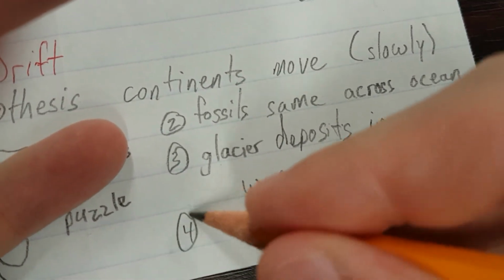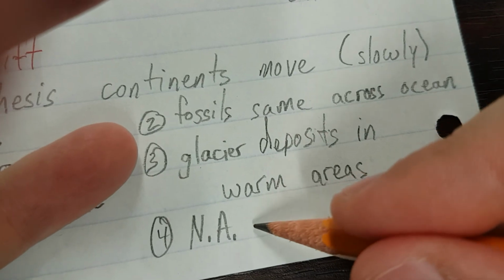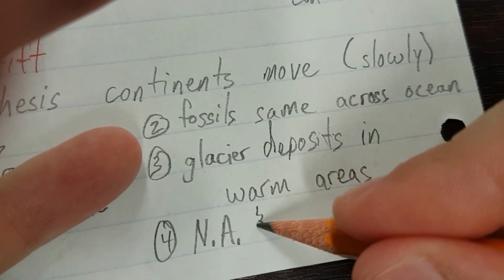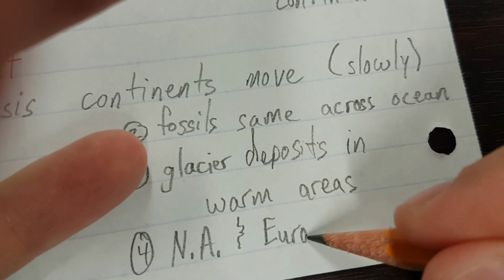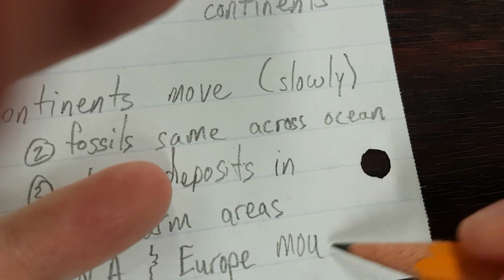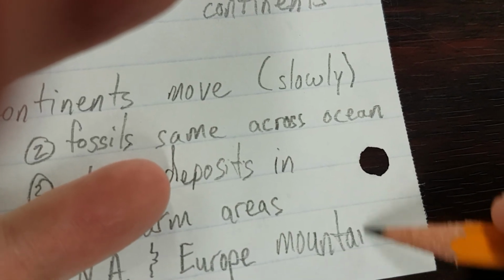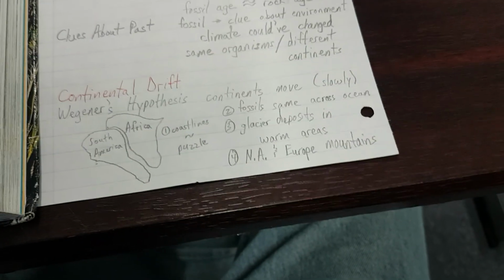Fourth, mountain ranges across North America and Western Europe. Okay, so number four, we're going to do capital N, capital A for North America, and, down three down, Europe, capital E-U-R-O-P-E, mountains, M-O-U-N-T-A-I-N-S. So North America and Europe mountains matching up.